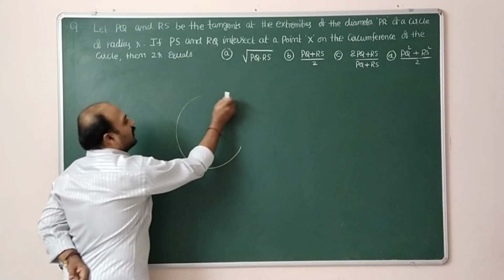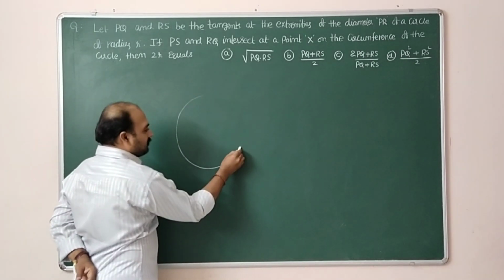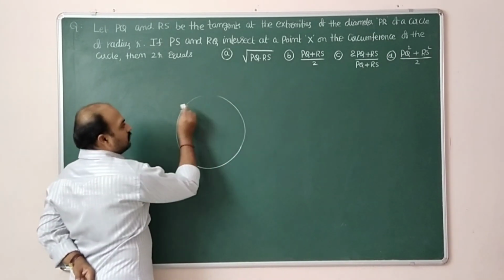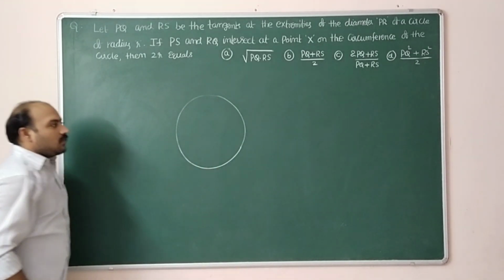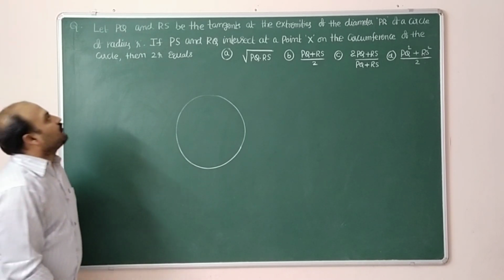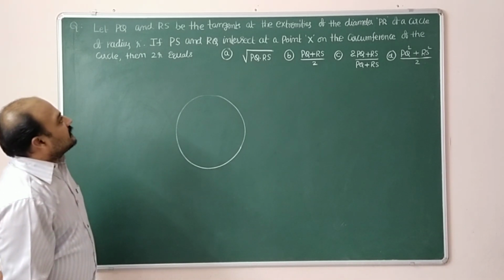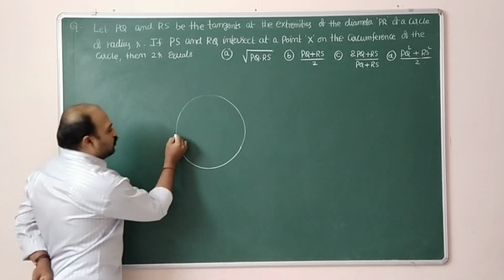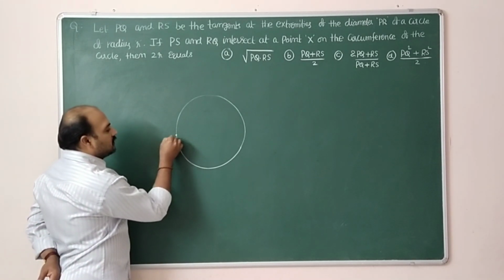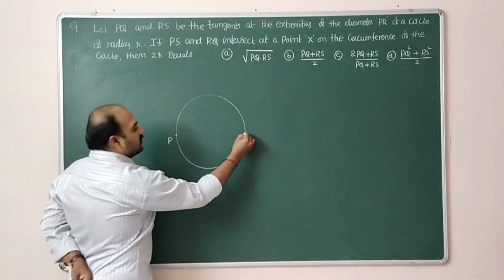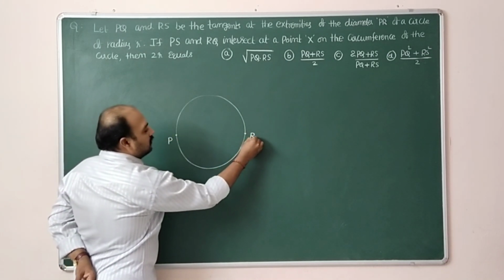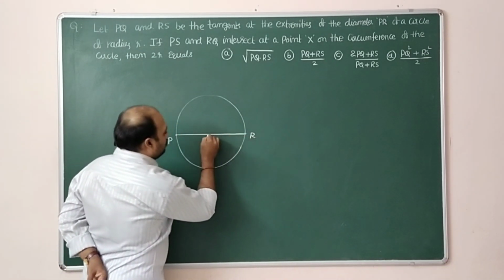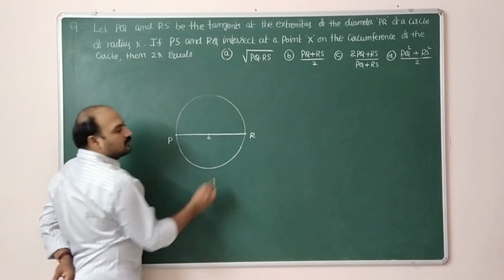So at a time you have to draw that, otherwise it won't come. This is the circle. PQ and RS are the tangents at the extremities of PR. So PR is the diameter. This is P. This is R. So obviously this is the center.